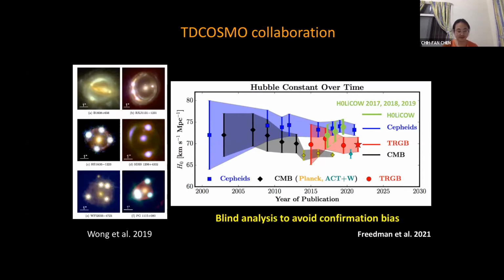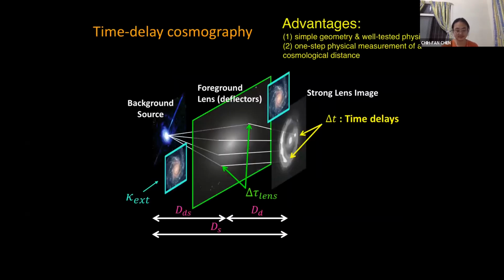In the past 2 years, we have gone through a lot of systematic checks. So in the following slides, I will start by introducing the basic idea of time-delay cosmography. Then I will present the systematic checks we have done and give my view of the current status of the H0 measurement from the TDCOSMO collaboration.